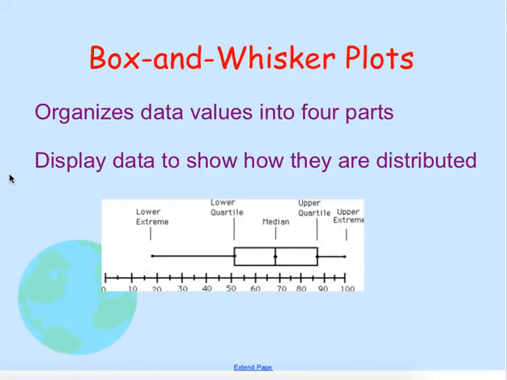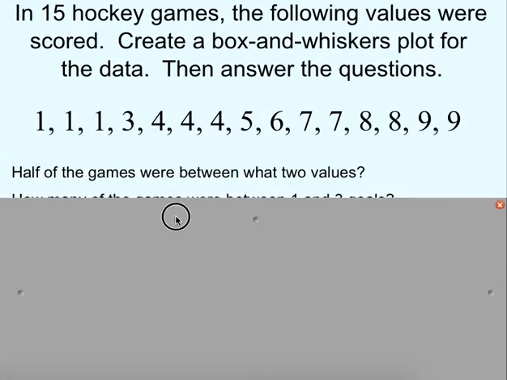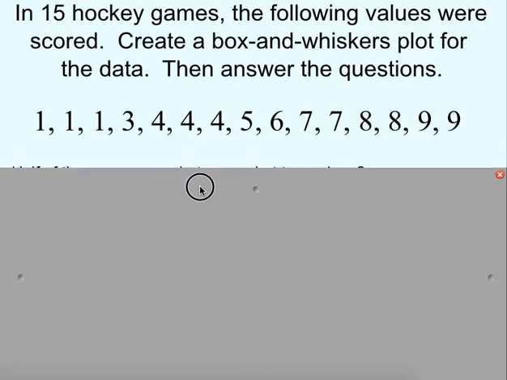For our box and whisker plot, this is a typical one that you might see. We are shown a lot of different points. We're shown the minimum, the maximum, the lower quartile, which is quartile 1, median, and quartile 3. So let's find a box and whisker plot for this one, and then we'll answer some questions about it.